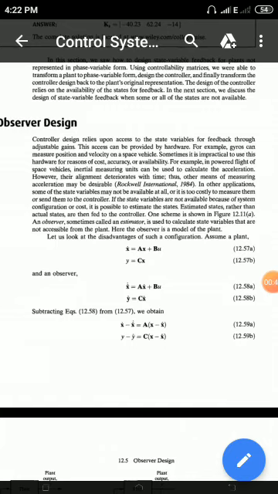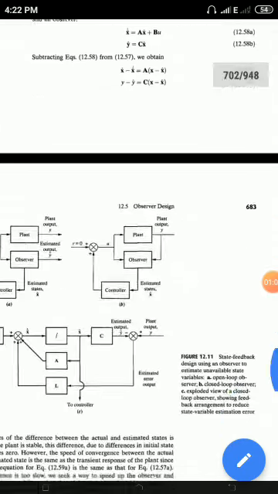we'll try to design an observer such that with the knowledge of input U and the available state variables, we will try to estimate or predict those unknown state variables. That's why an observer is also called an estimator, right?